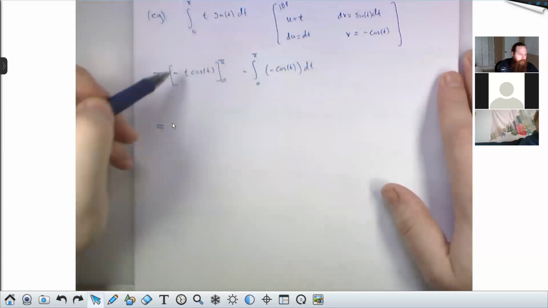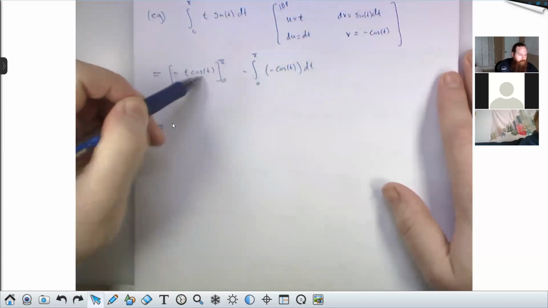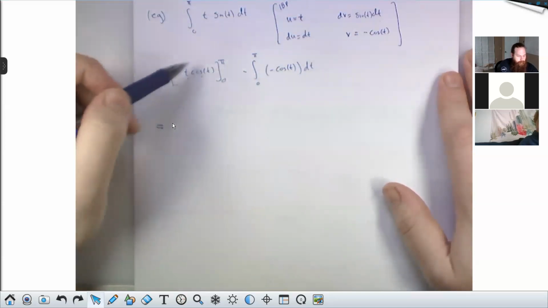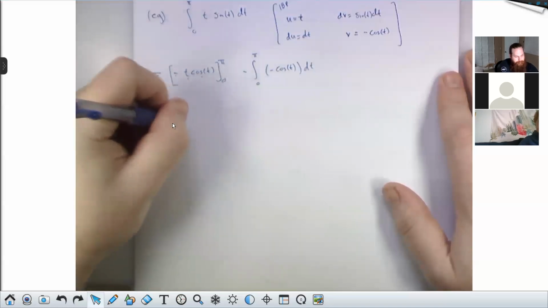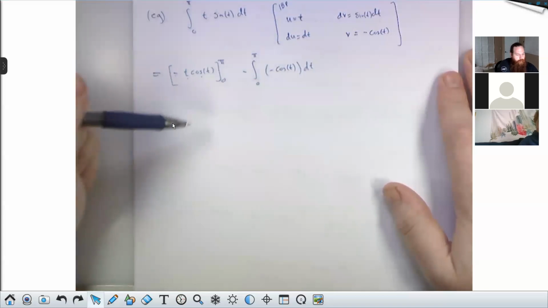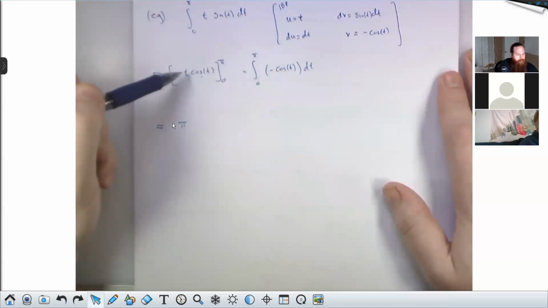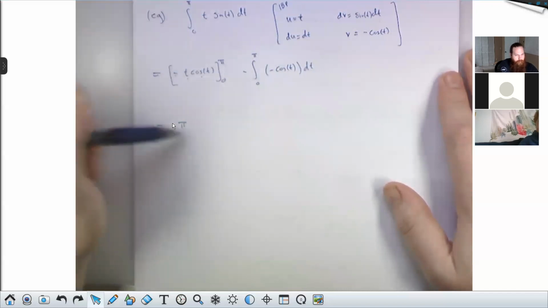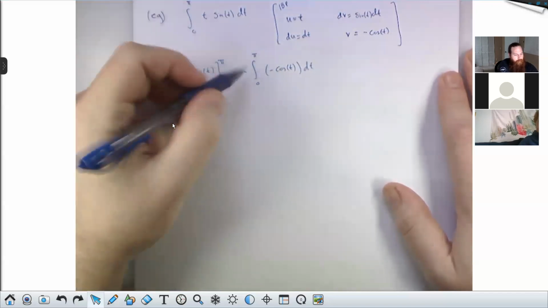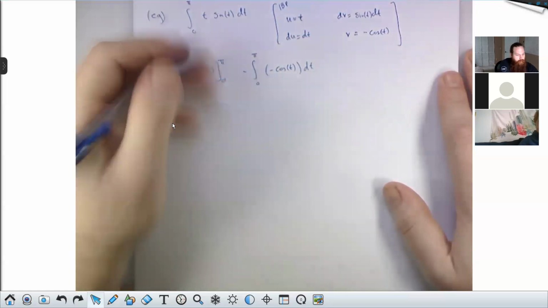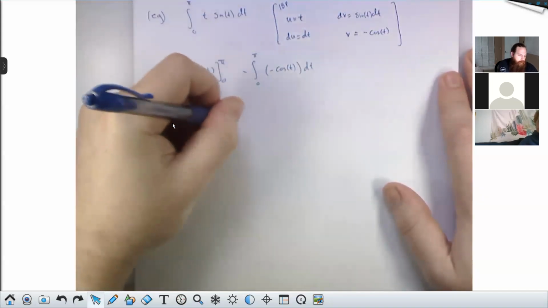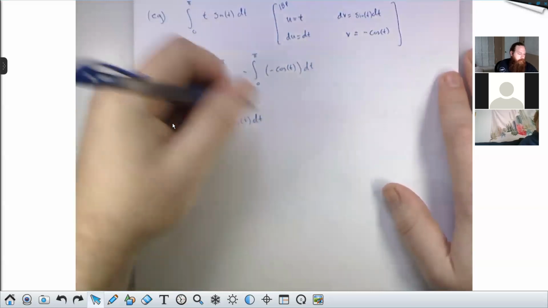So if I plug in pi of negative pi times the cos of pi, the cos of pi is -1. So that's negative pi times -1, that's just pi. And then I'll subtract what I get when I plug in 0. When I plug in 0, I'll have -0 times the cos of 0. That's -0 times 1, which is just 0. So this whole piece here evaluates just to pi. And then here I've got minus the integral of negative cos t. That will just become plus the integral from 0 to pi of cos t dt.